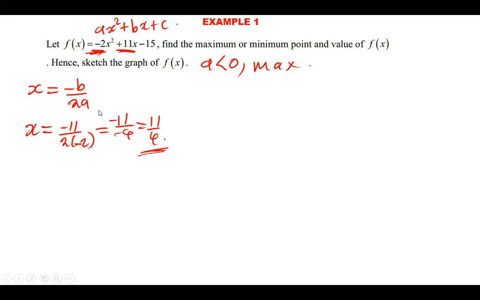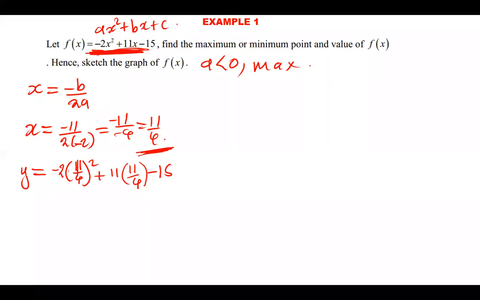So we found the value of x at the turning point. How do you find the value of y at the turning point? The value of y at the turning point is found by replacing x with 11 over 4 in the whole equation. So we have negative 2, open brackets, 11 over 4, close brackets, squared, plus 11, open brackets, 11 over 4, then minus 15.